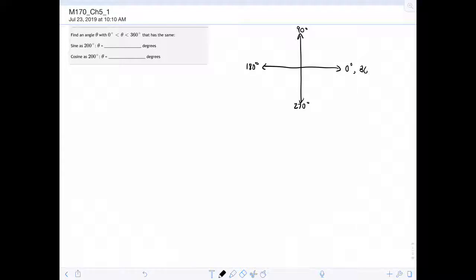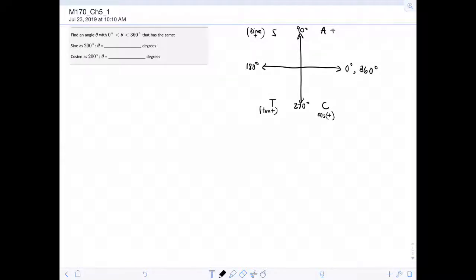Okay, and then other things we need to know is all students take calculus, right? All students take calculus. So this means in the first quadrant all the trigonometric functions are positive. Here, in the second quadrant, this means only sine is positive. And the third quadrant only means tangent is positive, and the fourth quadrant means cosine is positive.